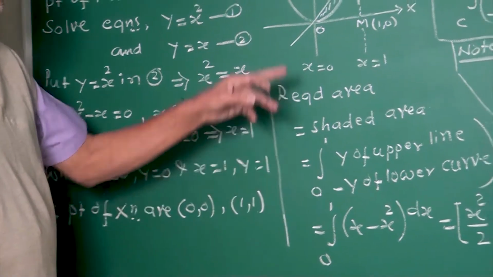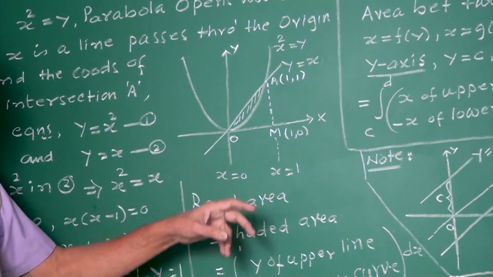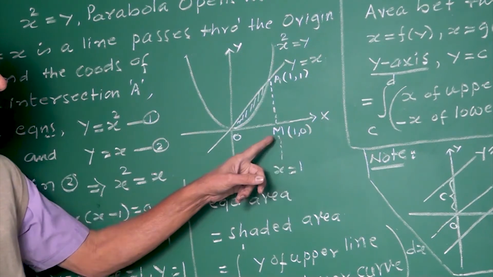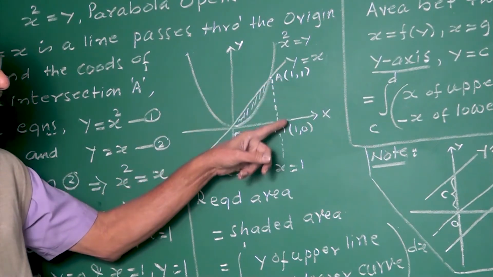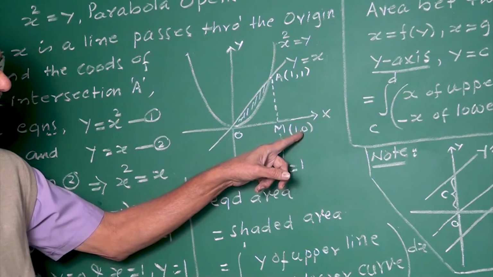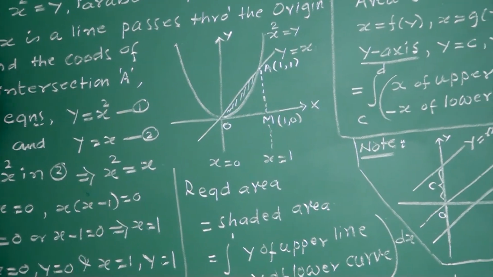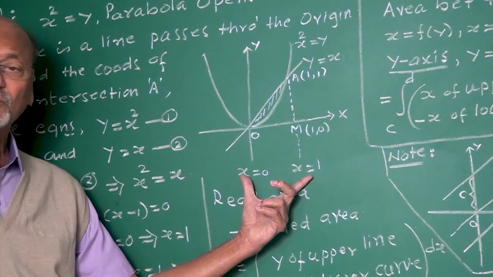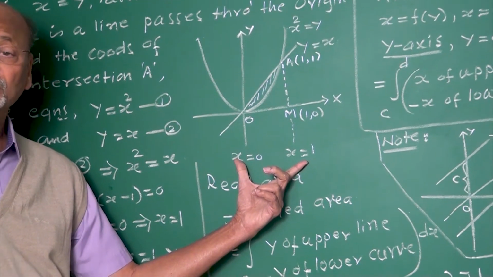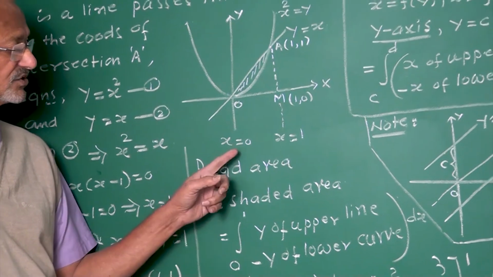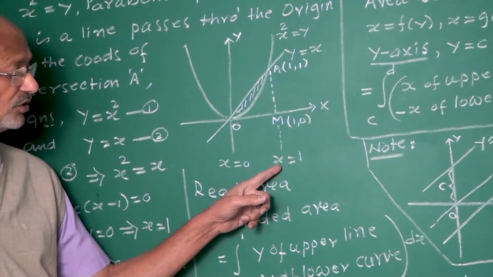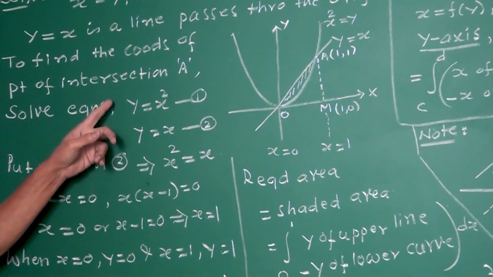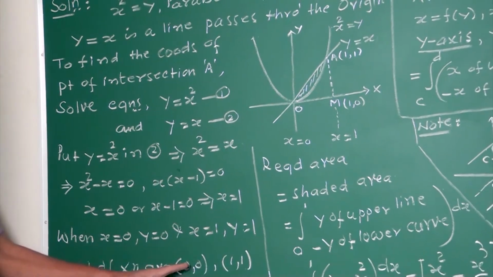Then, if you draw a perpendicular to the x-axis, where is M? M is on the x-axis. What about its coordinates? The x-coordinate of M is same as A, which is 1. As it is on the x-axis, its y-coordinate is 0. Therefore, we are taking the area with the x-axis. We wanted the values of x, which are the limits of integration. In this case, the limits of integration are x equal to 0 and x equal to 1. This is the method of finding the coordinates of the point of intersection.